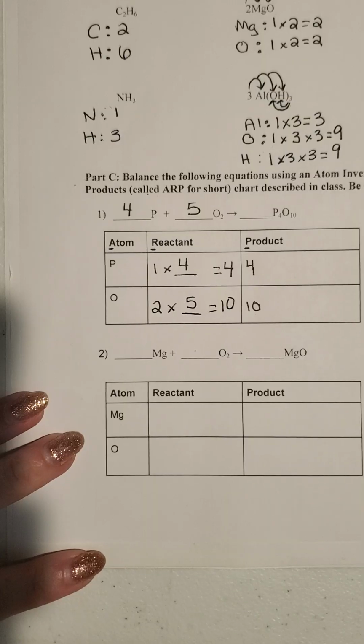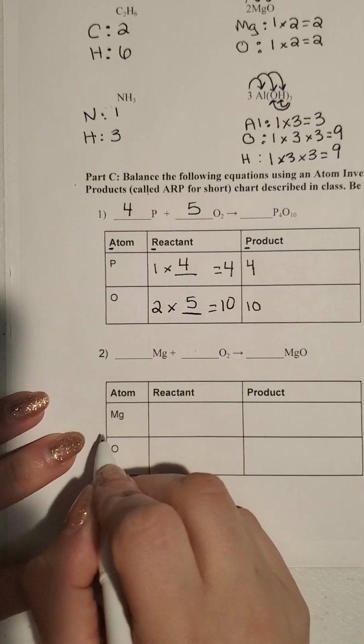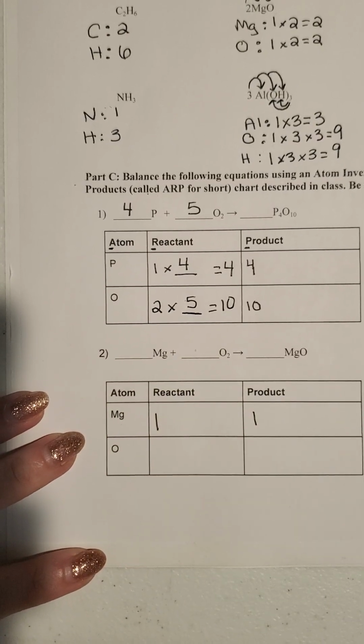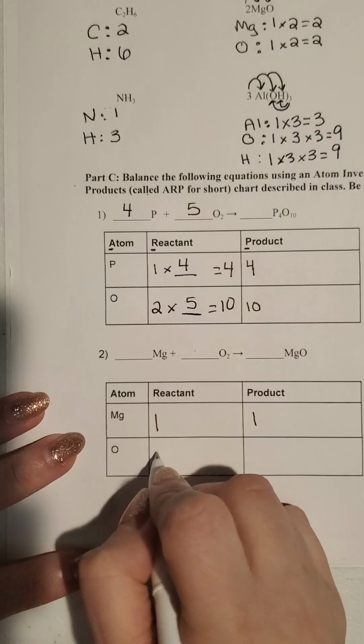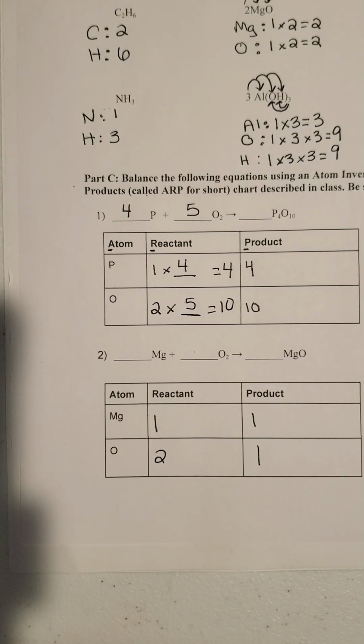Everybody should be able to, at this point, count how many atoms there are in something. That we've done before. But for Mg on the reactant side, there's 1. Product side, there's 1. Oxygen has 2 and 1. So we can already tell this is not balanced. Therefore, it is breaking the law of conservation of matter. We've got to follow the law.